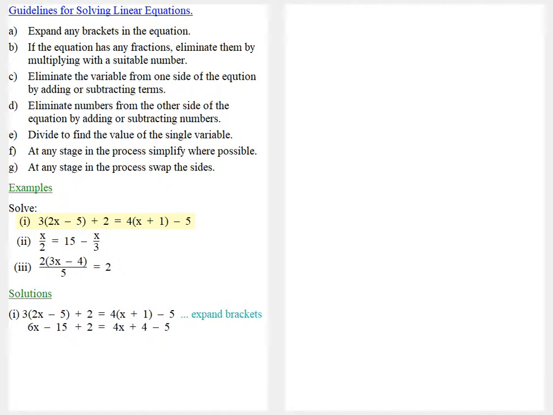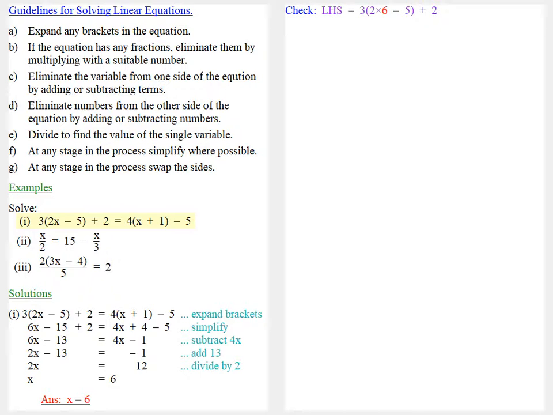This gives us 6x minus 15 plus 2 equals 4x plus 4 minus 5. Simplify those, and that gives you 6x minus 13 equals 4x minus 1. Now we can subtract 4x from both sides, and that will leave us with 2x minus 13 equals minus 1. If we add 13 to both sides, that gives us 2x equals 12. And if we divide by 2, we get x equals 6. So our solution is x equals 6.